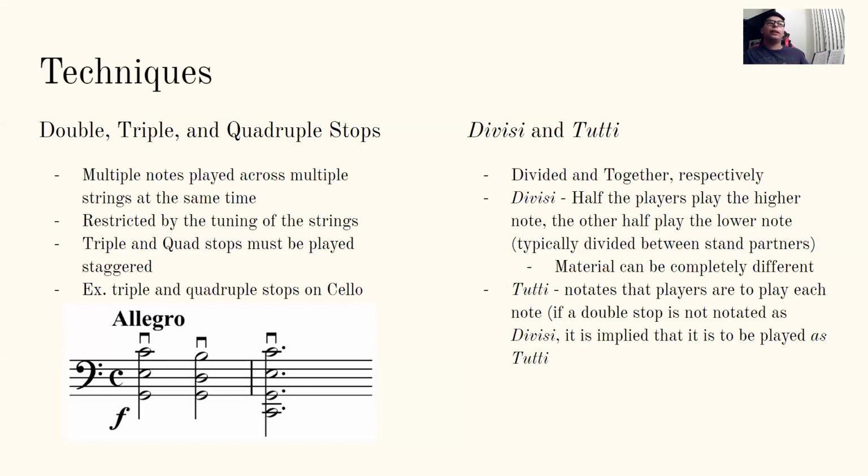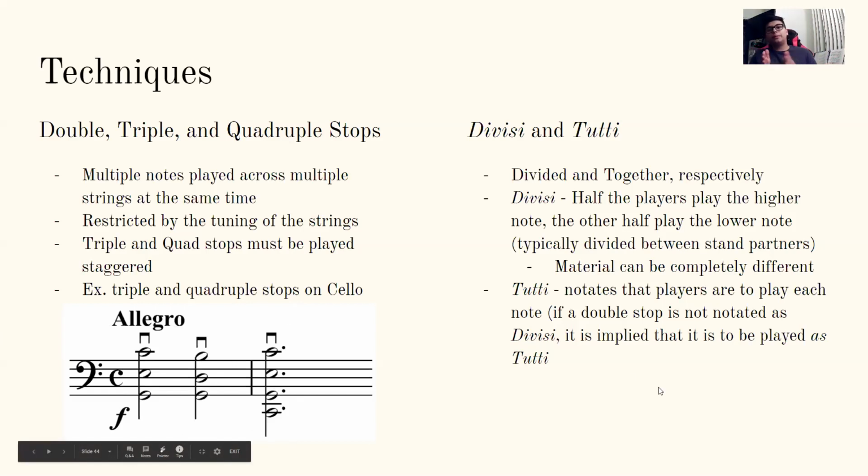Now there are triple and quad stops as well, but they have to be played staggered because unless you're really digging into the bow, you can't play all three. You can't play a triple stop all at the same time. It's typically kind of glissandoed, and especially with quadruple stops, those ones are glissandoed. So here is an example of how it looks on sheet music. This is a triple stop, and we have a quadruple stop right here.